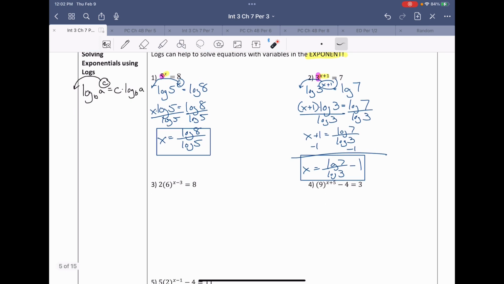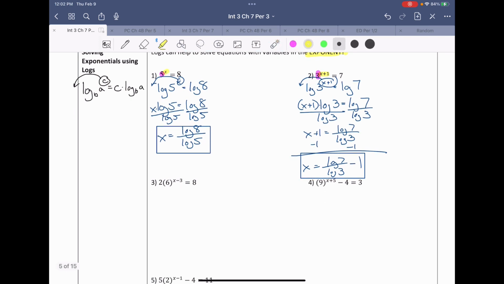Okay, number 3. I see an exponent in the air, but my base has some other stuff happening, so you have to get that 6 alone. So in this case, it's 2 times 6, so divide by 2. Get the base alone first. Once the base is alone, put log in front of both sides.